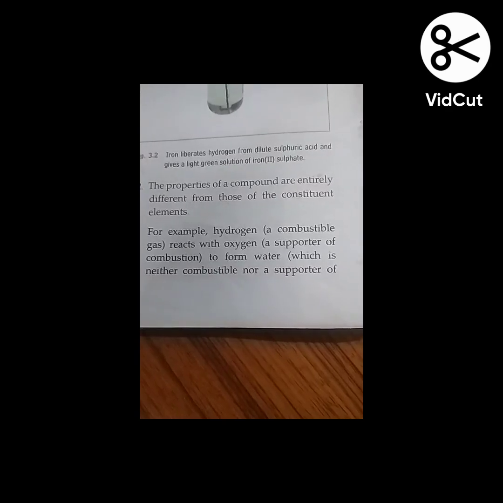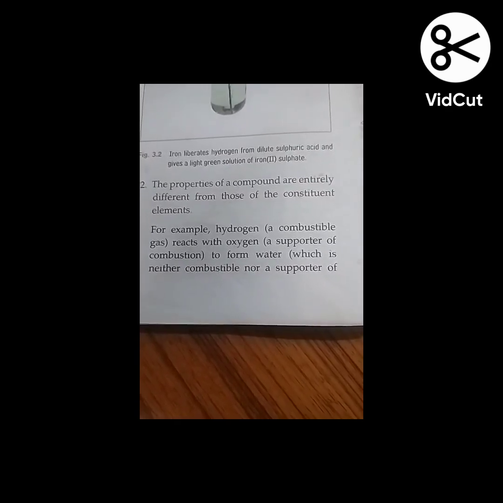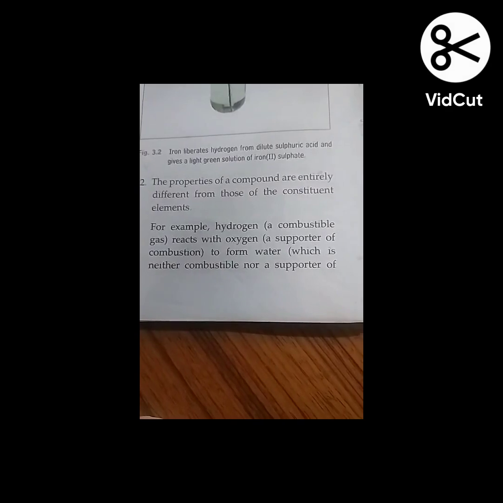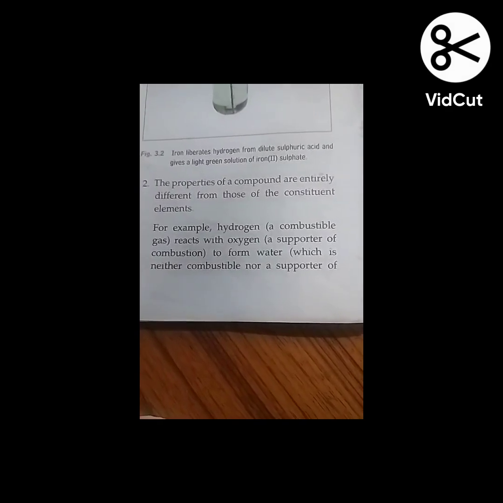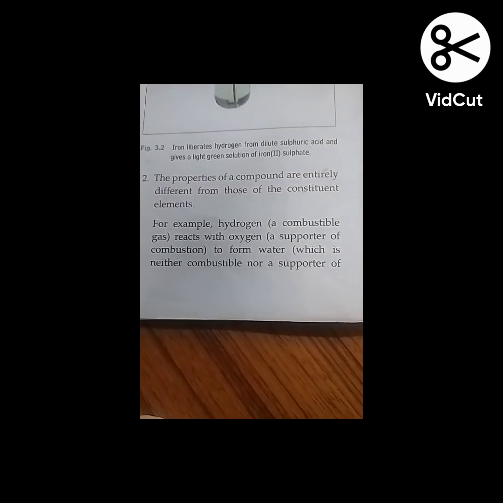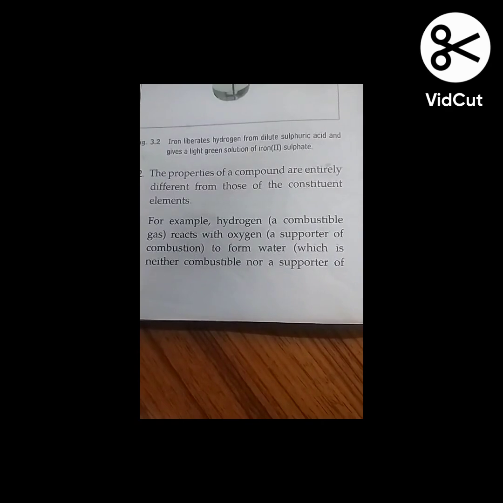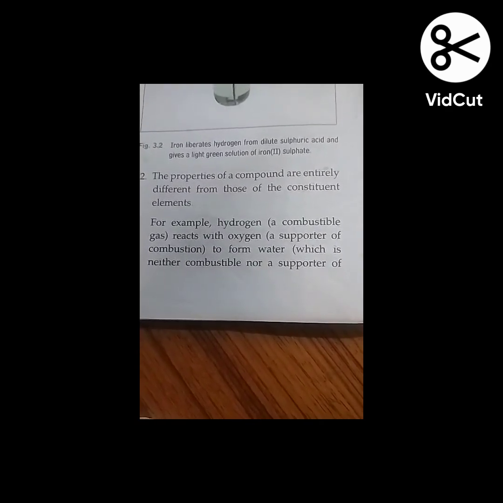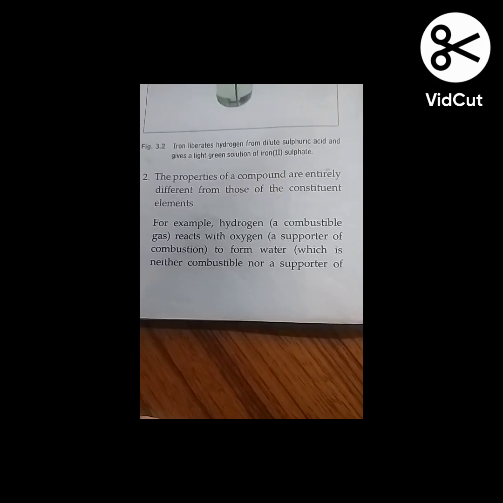The second characteristic is that the properties of a compound are entirely different from those of the constituent elements. Since we know that compounds are made up of two or more elements, the properties are also different from the elements. For example, hydrogen, a combustible gas, reacts with oxygen, a supporter of combustion, to form water, which is neither combustible nor a supporter of combustion.